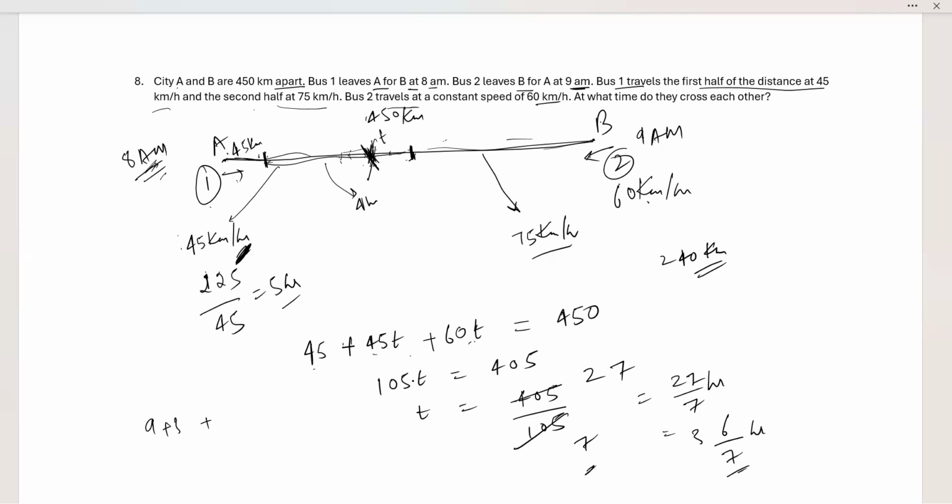6 by 7 hours means how many minutes? 6 by 7 into 60. It is 360 by 7. It is 51 minutes and 84 seconds. 51.84 seconds. So the time would be 12:51.84. You can say 12:52, somewhere close to 12:52. And this will be PM. At this time they will cross each other.